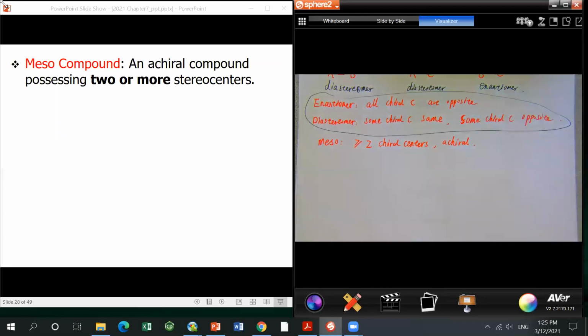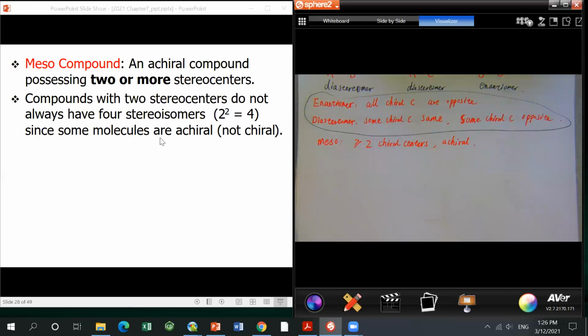So now you can see, for one molecule, there are chiral centers in the molecule, but the molecule could still be achiral. That's called a meso compound. So theoretically, with two chiral centers we should get four stereoisomers, but because of the meso compound there are fewer than four, because some are identical. But this only happens for molecules with two or more chiral centers.